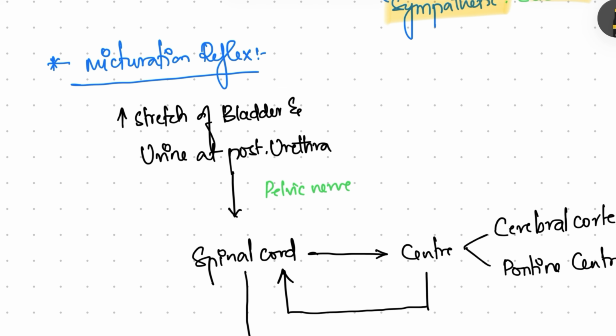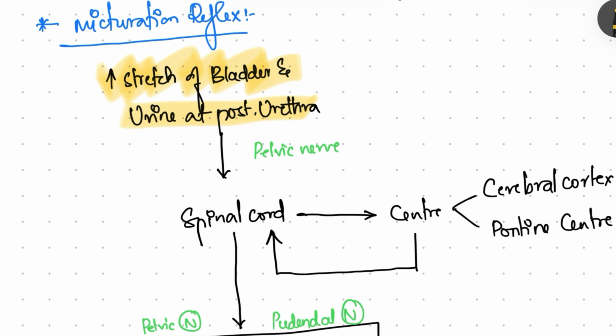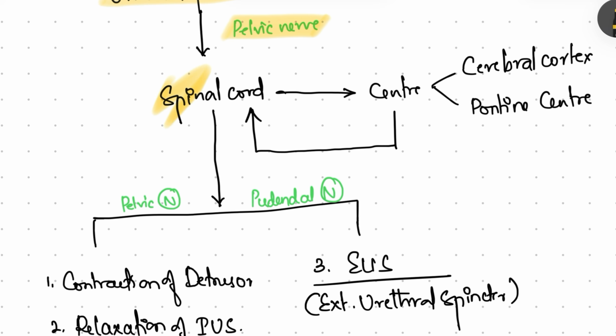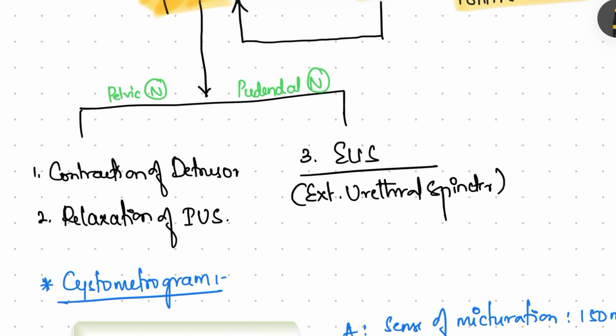Micturition reflex. What happens actually in micturition is increased stretch of bladder and urine at posterior urethra, which will trigger the pelvic nerve. Then the signal goes to spinal cord. Then from the spinal cord it has to reach the center where it is controlled. The center lies in cerebral cortex and pontine center. These two will be signaled, then there will be an efferent signal. So again it will come to spinal cord. Then these two act on sensory, sympathetic and parasympathetic.